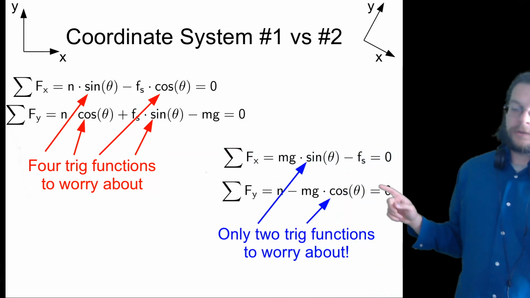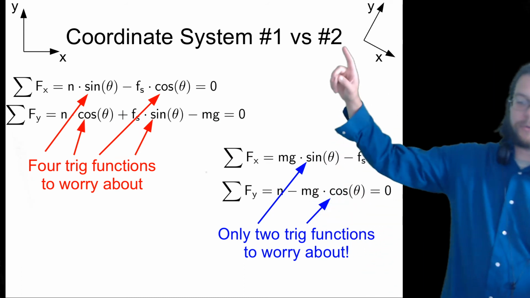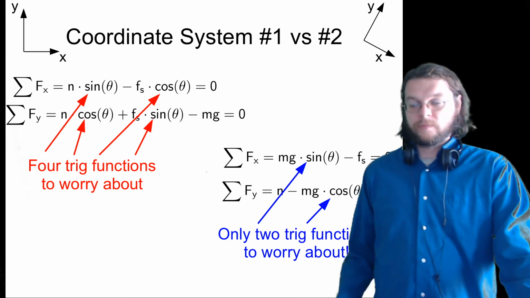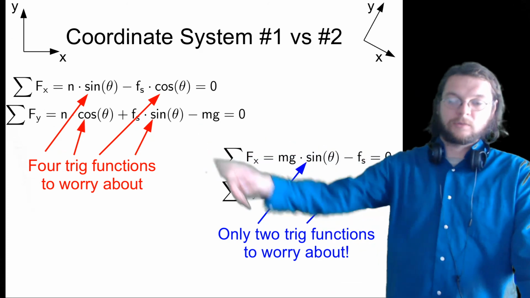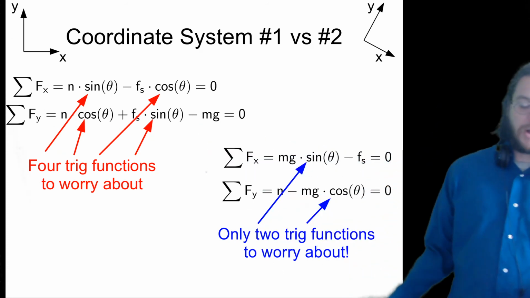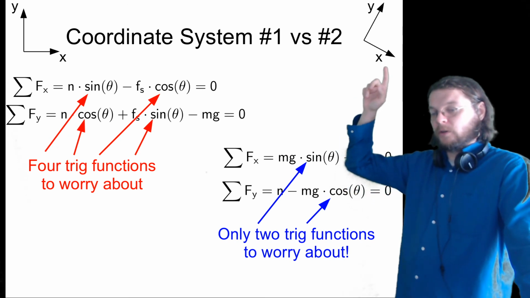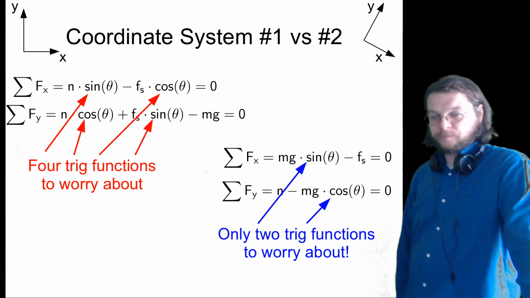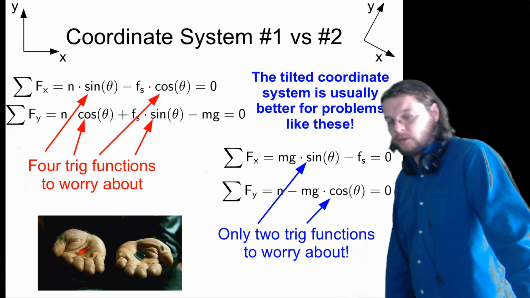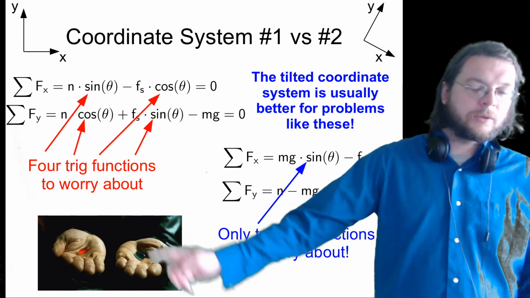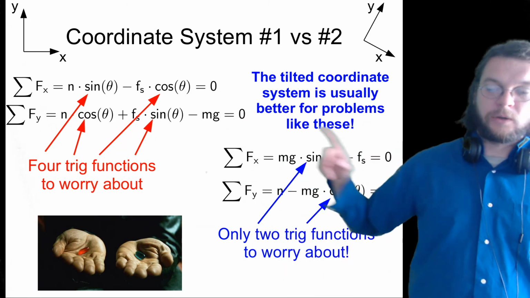Over here, there's only 2 trig functions to worry about because the static friction was parallel to x, the normal force is parallel to y. It got a little bit tricky with the weight. There's only 2 sources of trickiness, whereas this one there's 4 sources of trickiness. So often in these tilted problems, I would encourage you to use the tilted coordinate system. Usually, it's up to you. You can do it both ways, but the tilted coordinate system is usually better. So choose carefully, whether you take the blue pill or the red pill, because it has a big difference on what follows.